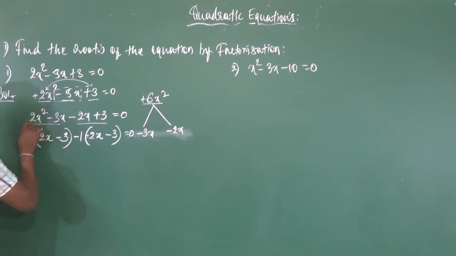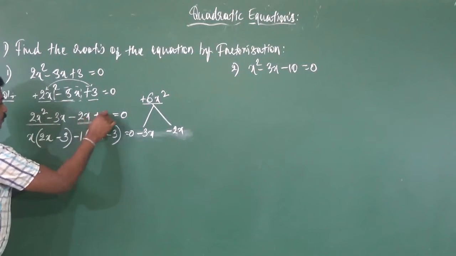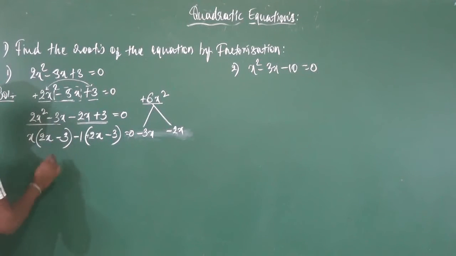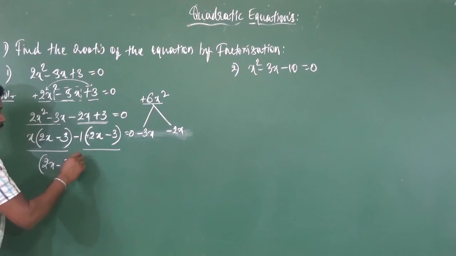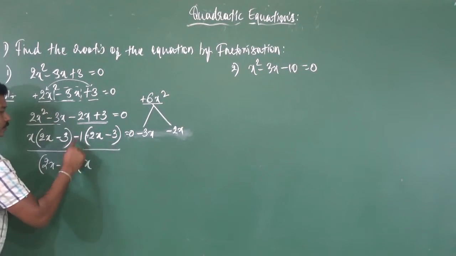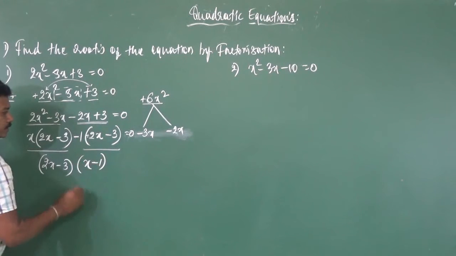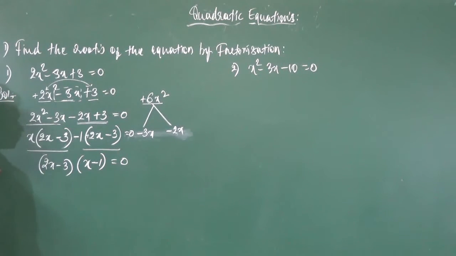So now we had 4 terms, but now we have only 2 terms. Out of these 2 terms we should take common again. In this term we have 2x minus 3, and in this term we have 2x minus 3. So take 2x minus 3 as common. Apart from this, what is left here? x, write x. Apart from this, what is left here? It is minus 1. So write minus 1 is equal to 0. Right? I hope you are getting this.